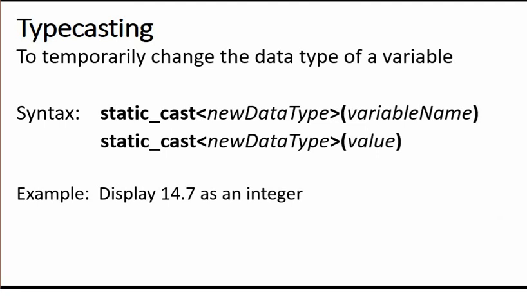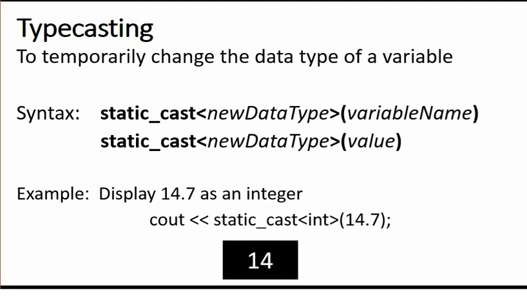So if I wanted to display 14.7 as an integer, I can cout static cast, the data type is int, and then the num value is 14.7 enclosed in parentheses. That is the syntax that you would use. So then 14 is now displayed. You're probably asking, oh, would it round it up? It does not. It only takes the integer portion of the number.